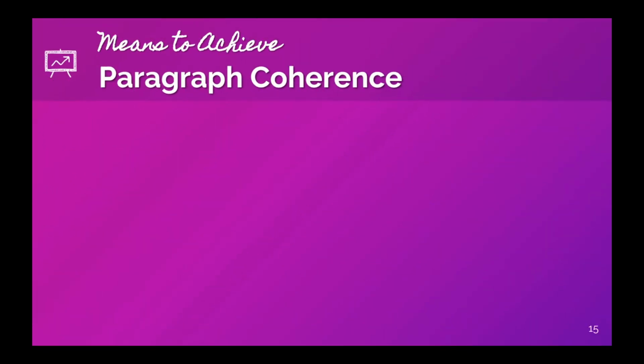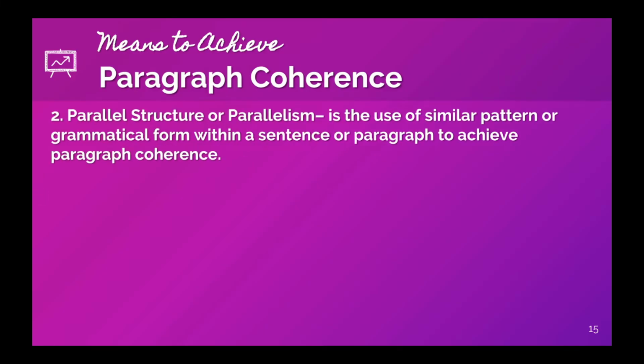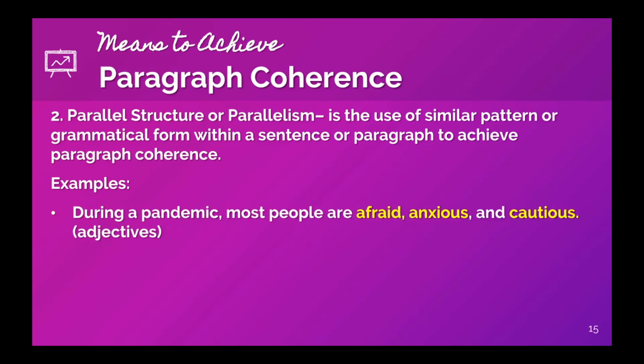Another way for you to achieve paragraph coherence is by observing parallel structure or parallelism. Parallel means same structure. It is the use of a similar pattern or grammatical form within a sentence or paragraph to achieve paragraph coherence. Look at the example here. During a pandemic, most people are afraid, anxious, and cautious. Here, the writer is consistent about using one-word adjectives.